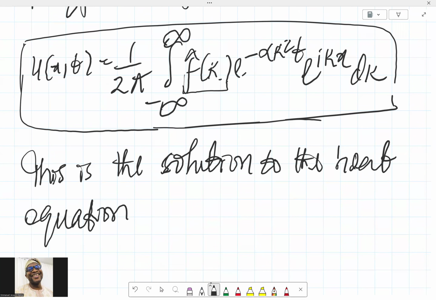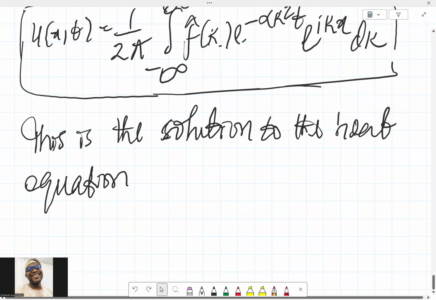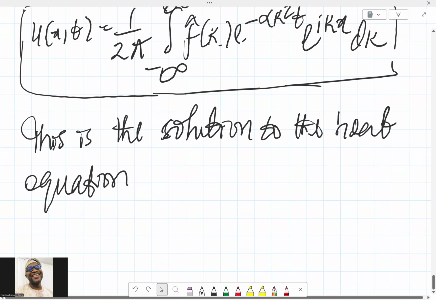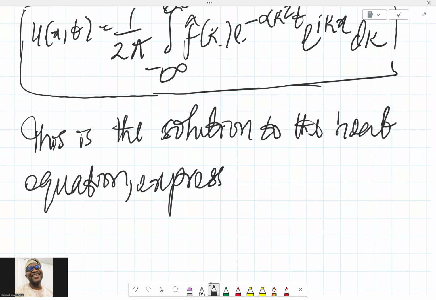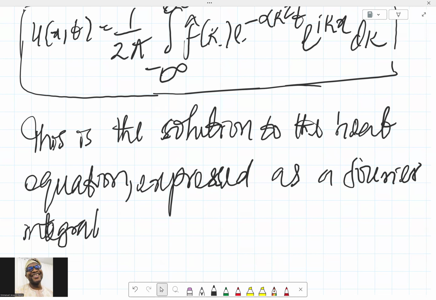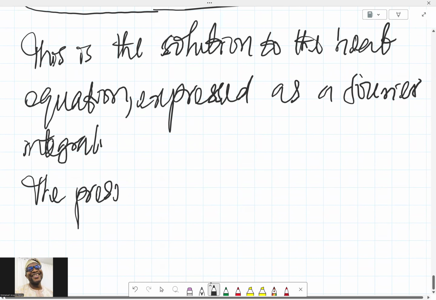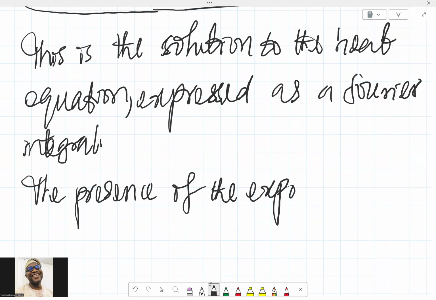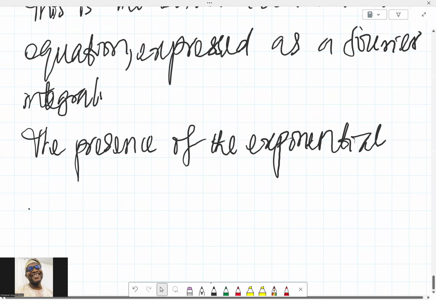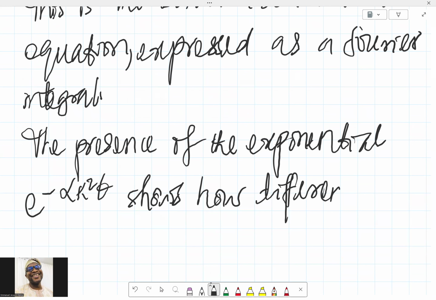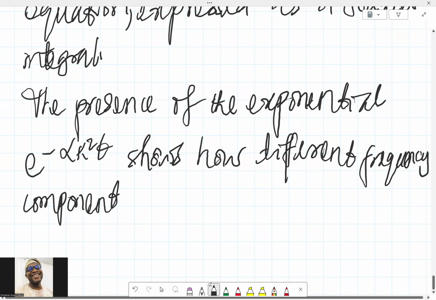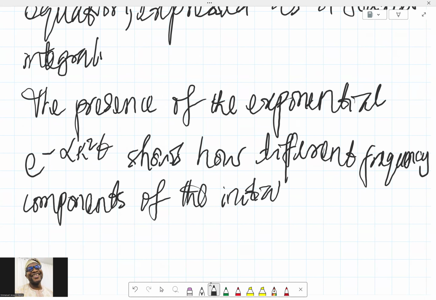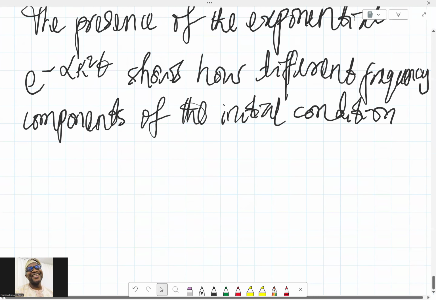If you had an actual expression here, we would have been able to continue from there, but we don't know what that is, so we just leave it the way it is. This is the solution to the heat equation, expressed as a Fourier integral. The presence of the exponential, e raised to the power minus alpha k squared t, shows how different frequency components of the initial condition decay over time.